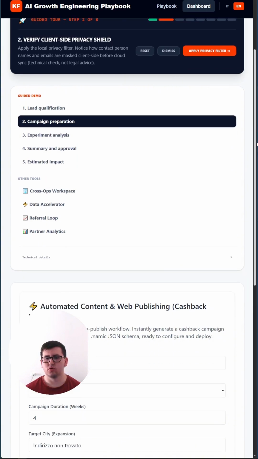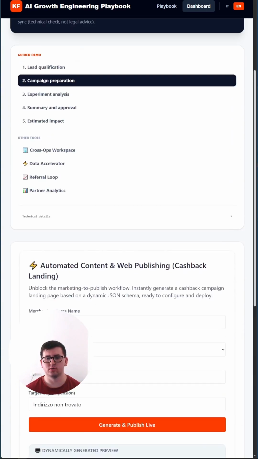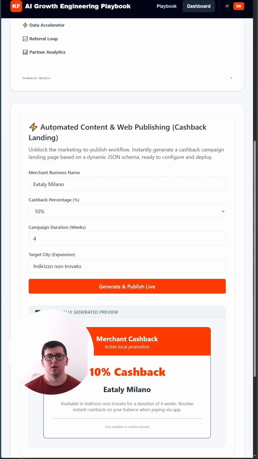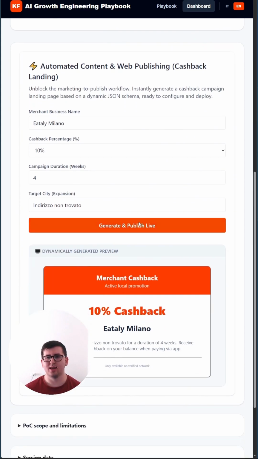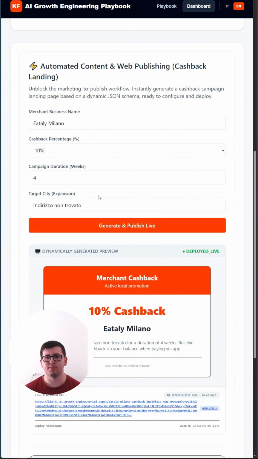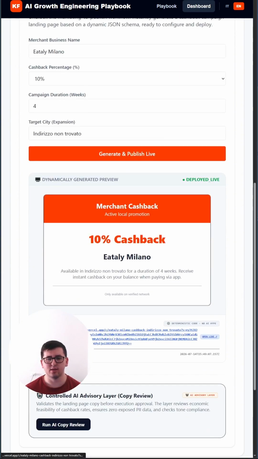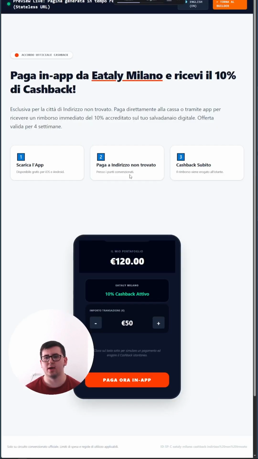After this, you can go to the campaign preparation, like you want to automate, and web publishing, so you want the sales and the marketing team to do this automatically without contacting your IT support or developer. They can literally generate and publish live a campaign or a cashback landing page. We're going to see that this is the live published URL. And you're gonna see everything here.